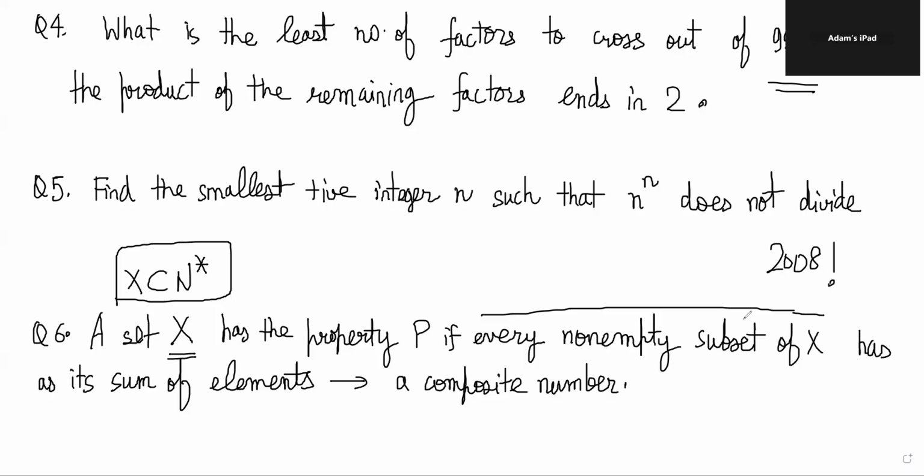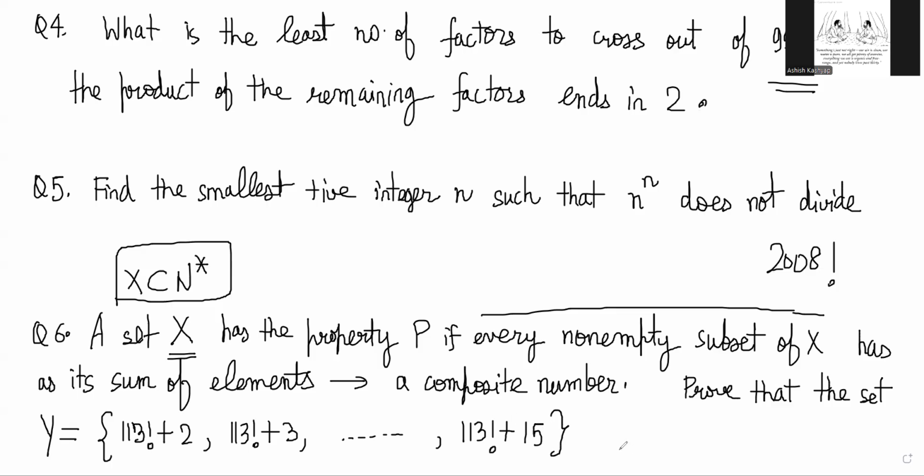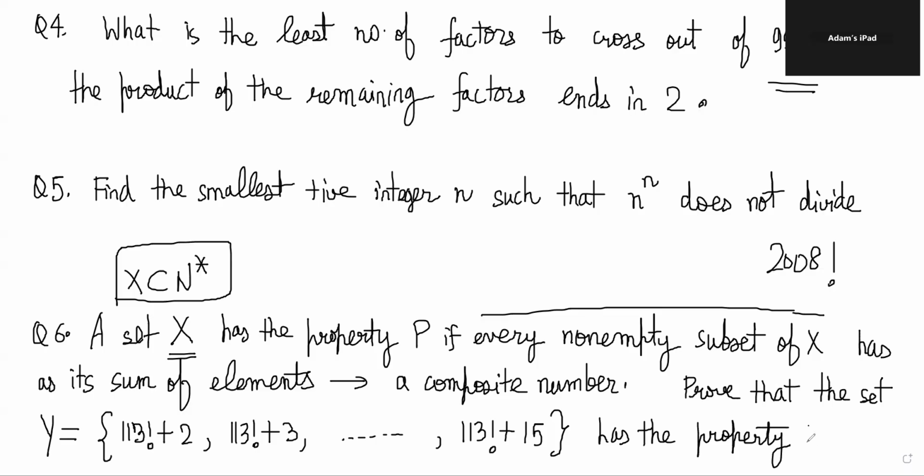Now we have to prove that the set Y, which is equal to 113 factorial plus 2, 113 factorial plus 3, and so on, up to 113 factorial plus 15, has the property P. Basically, we have to show that whenever you take a non-empty subset of Y, the sum of its elements is always composite. So these three problems, try it out.